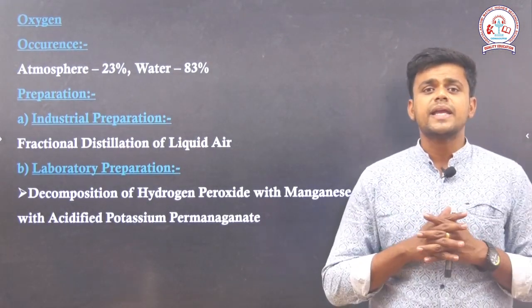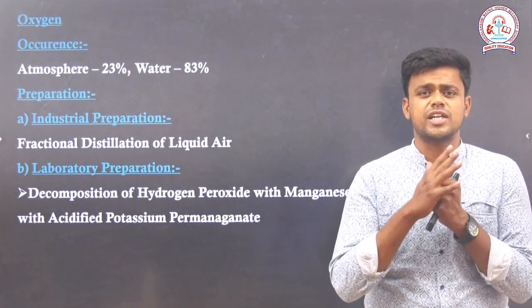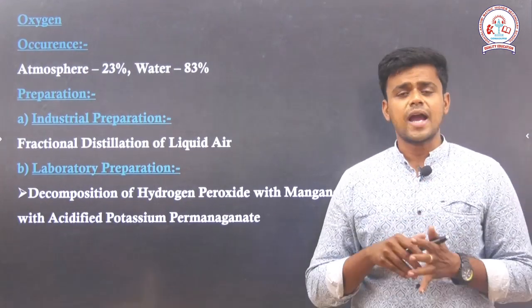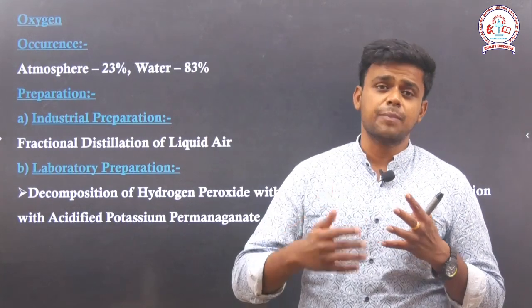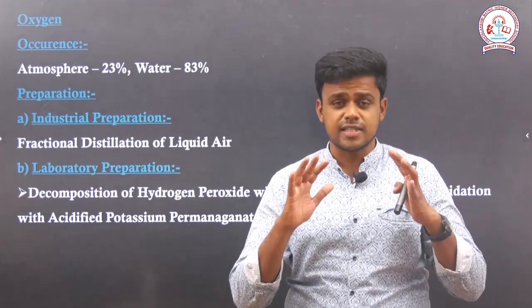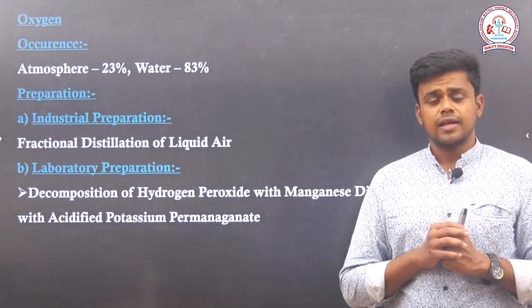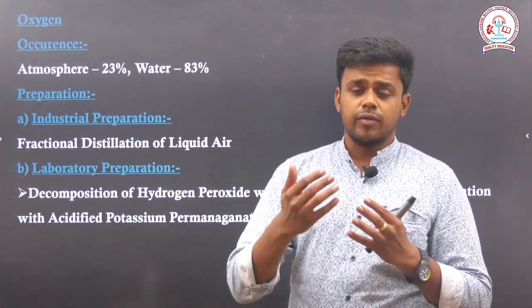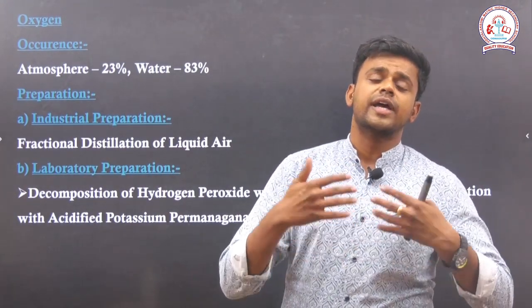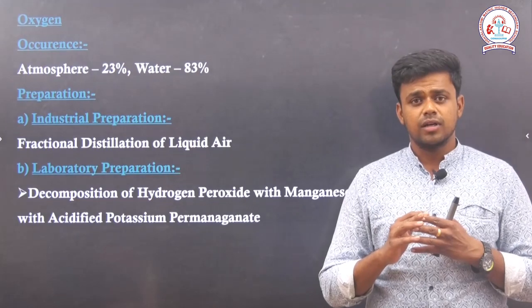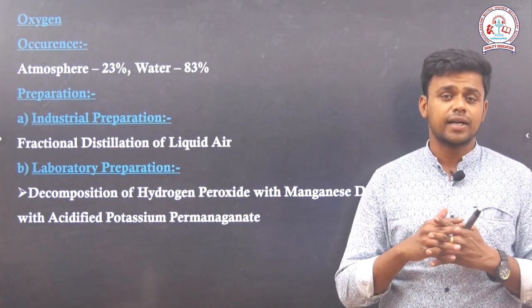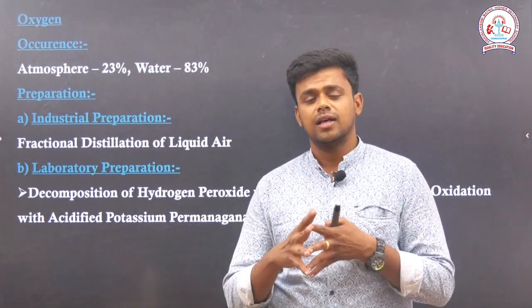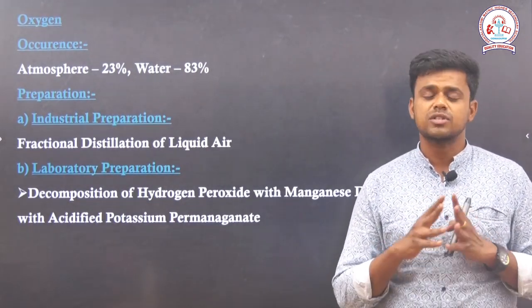How has it been prepared? Industrially it is prepared by the fractional distillation of liquid air. Fractional distillation is a method where liquid air will be vaporized and passed through a condenser. What happens there? Oxygen alone will start to vaporize at a particular temperature. Those vapors are collected and condensed with the water condenser. So, we will be getting oxygen there itself. So, that is the thing.